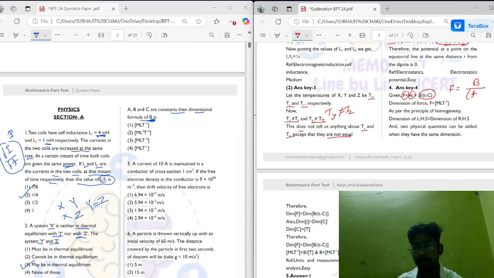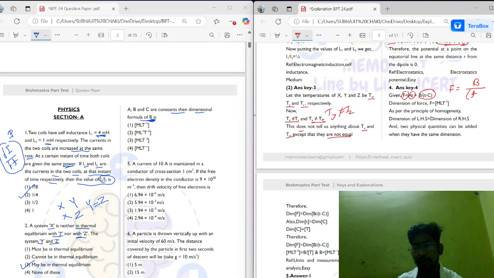The dimension of F is MLT to the power minus 2 and the dimension of t is T. So the dimension of b will be MLT to the power minus 1. It's a very simple numerical. You can solve this. So option number 4 will be the correct answer.